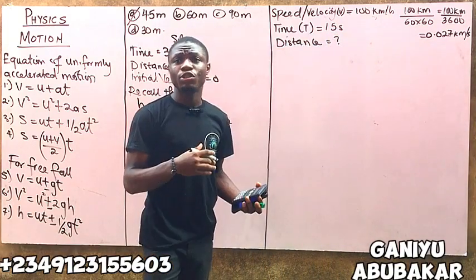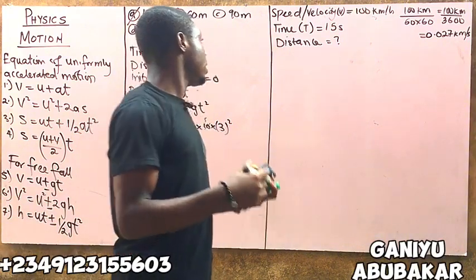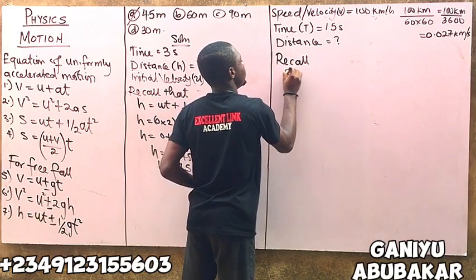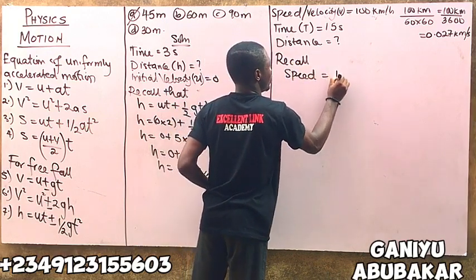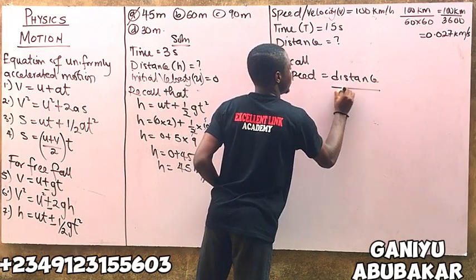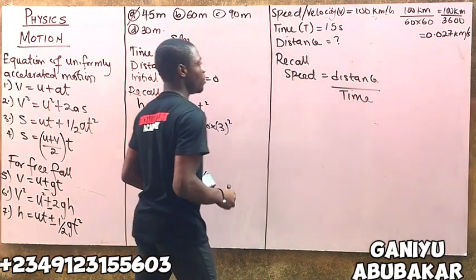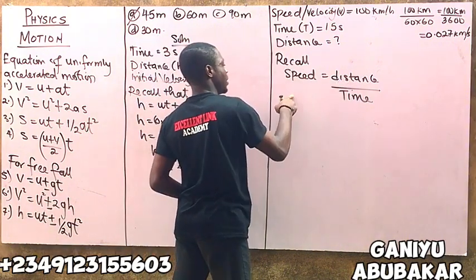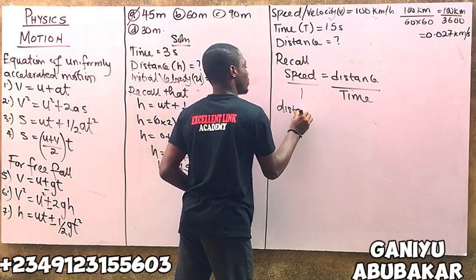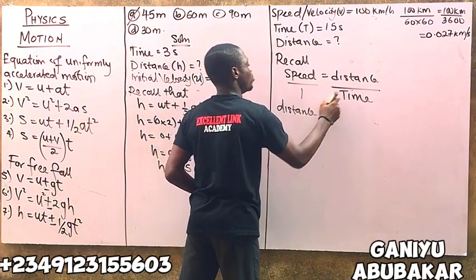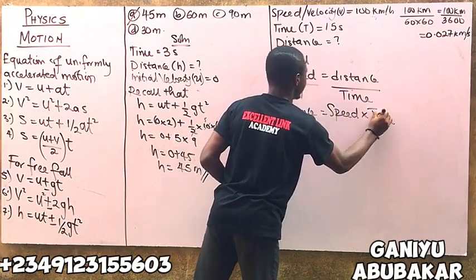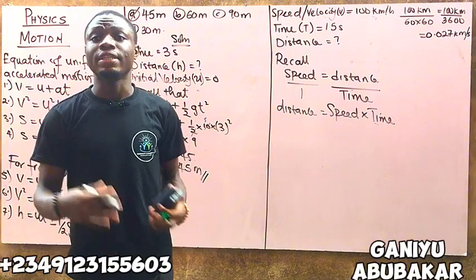So the relationship between speed, time, and distance, if you can recall, is that speed is equal to distance over time taken. So for me, I'm looking for distance. So take distance here, I'm having over 1 here. Distance times 1 is distance, equal to multiplying the two, that's speed times time. So we can say that distance is simply the product of speed and time.